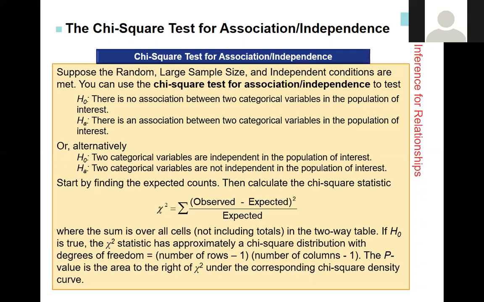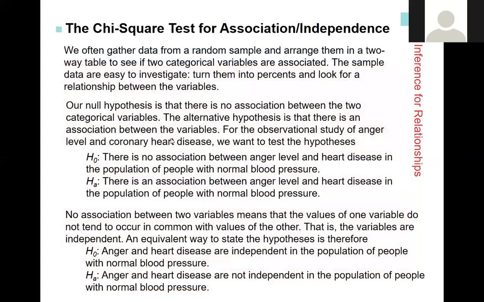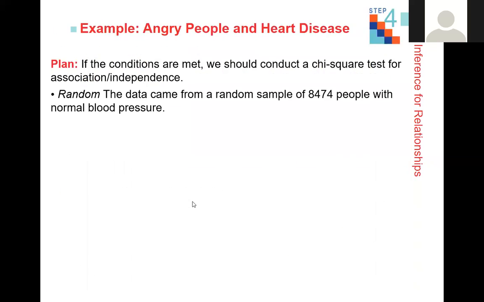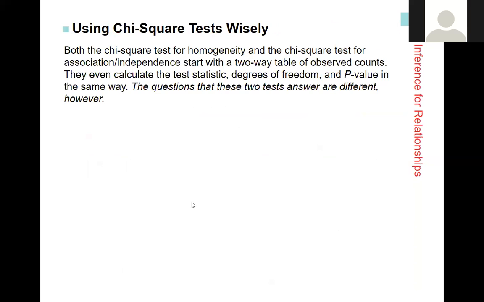I'm usually going to state it as no association and there is an association because I think it's more consistent with the null and alternatives that we're used to. Because the null that we're used to is there is no difference or no change. And so I'm going to keep with that. The null is that there's no association between these two variables that I'm measuring. So let me jump down here and point out what the difference between these two tests are.